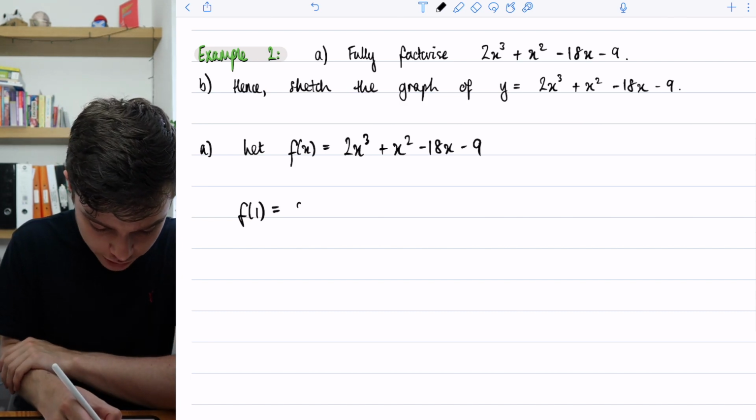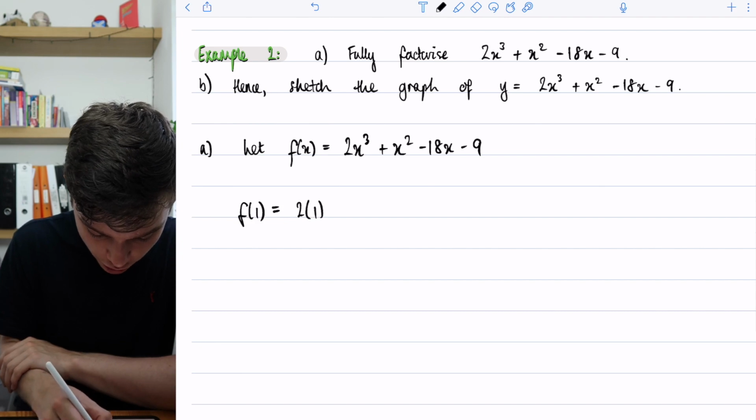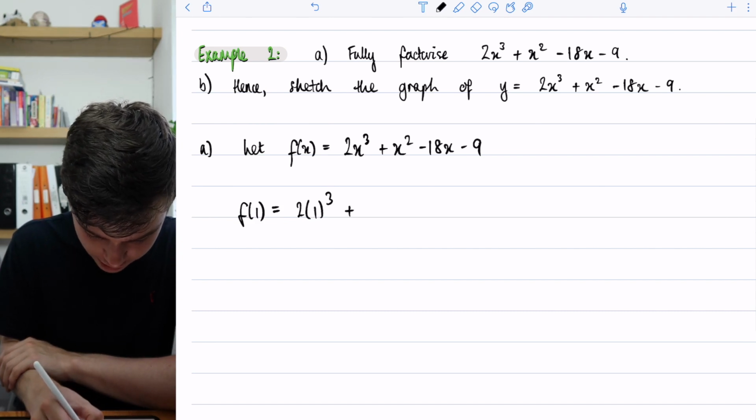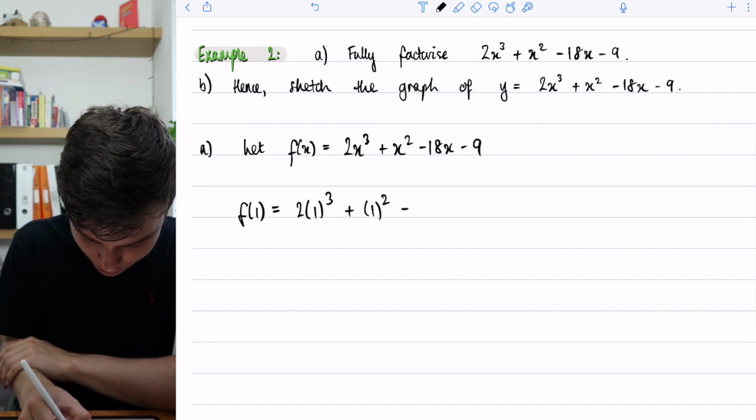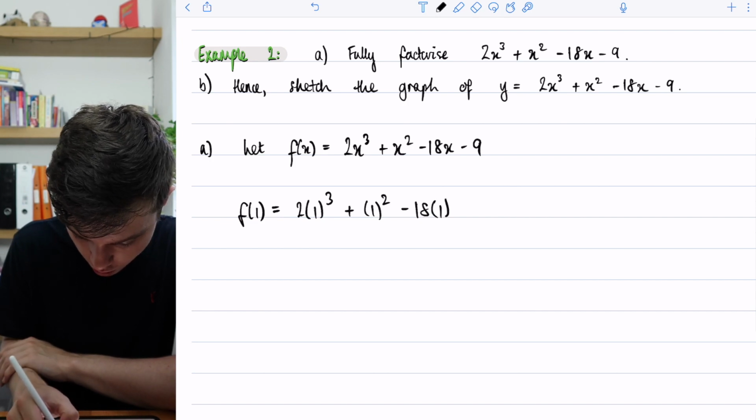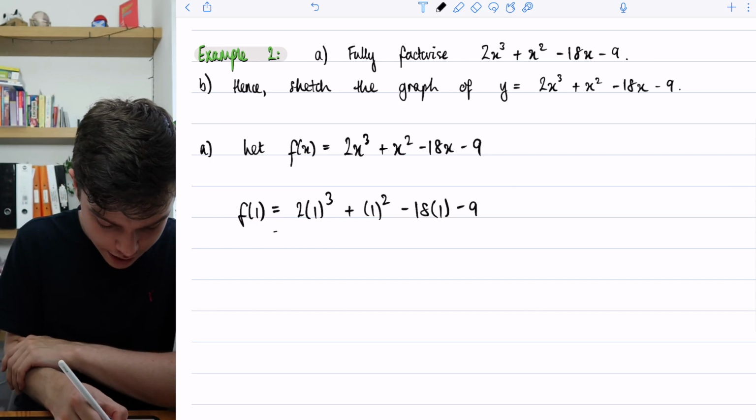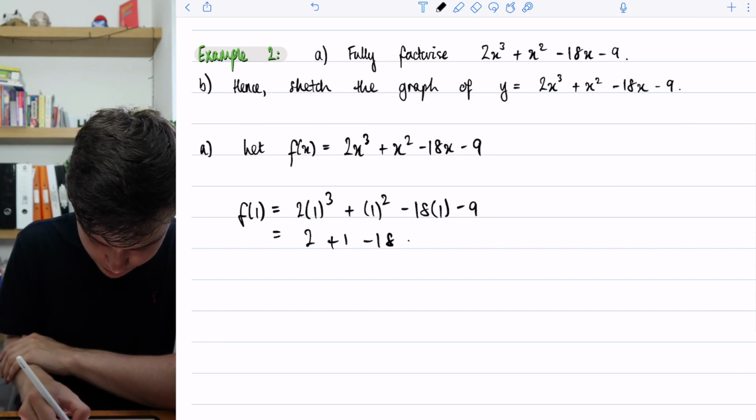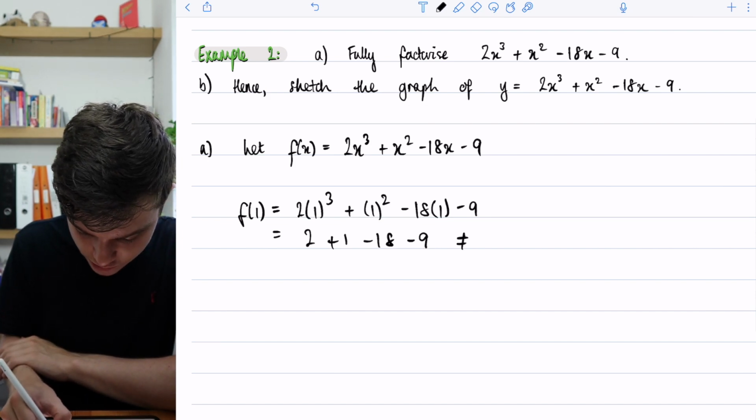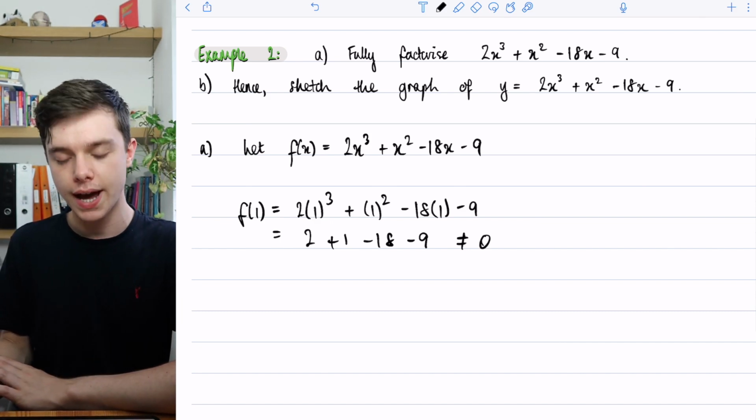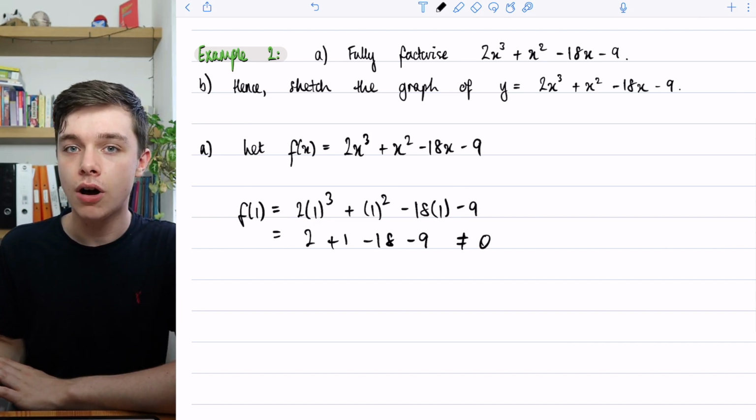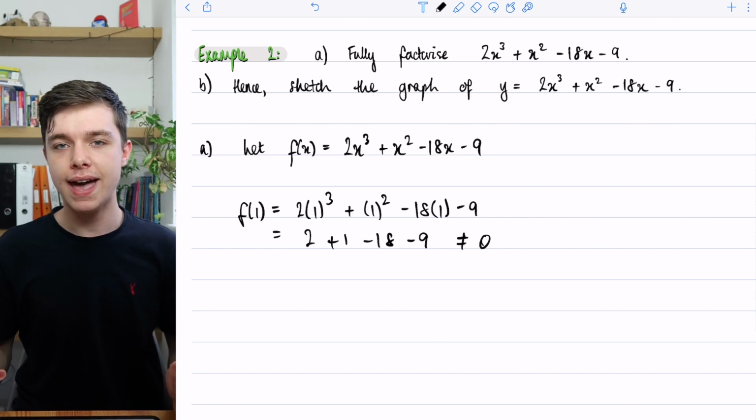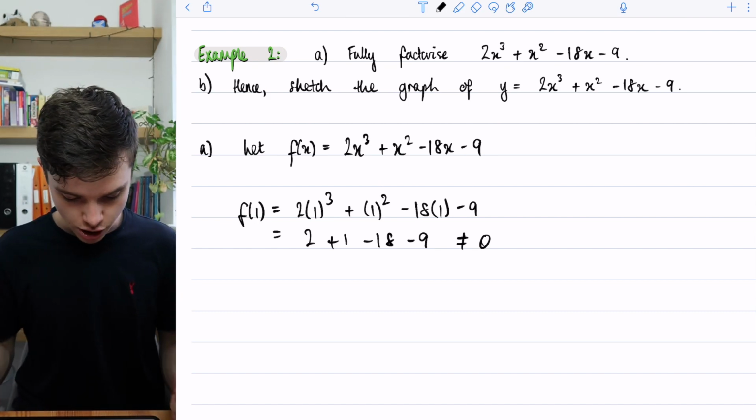So f of 1 will give me 2 times 1. Cubing it doesn't make a difference, but we'll still put it there. Minus 18 lots of 1, minus 9, okay? That is then 2 plus 1 minus 18 minus 9, which clearly does not equal 0. Okay, so f of 1 does not give me f of 1 equals 0, so that's no good.